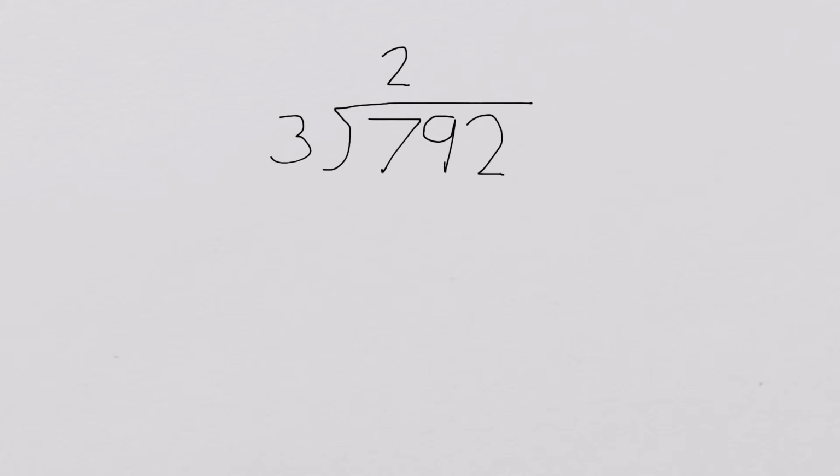So 3 times 2 is 6. And when we subtract, we get 1. It's okay that we have a 1 left over.